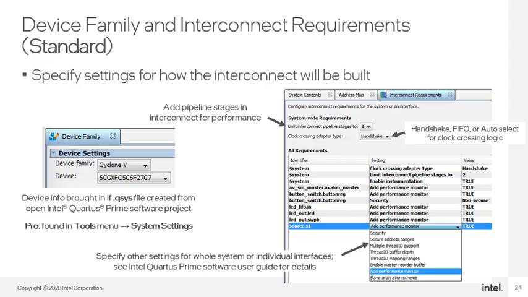Specify the maximum number of pipeline stages automatically inserted into the interconnect to trade off between system performance and cycles of latency for performing memory map transactions. You can also select how you want any automatically generated clock domain crossing logic to be implemented, as handshake logic, as FIFOs, or let Platform Designer choose the implementation automatically. With Auto, a FIFO is chosen for links that support bursting, and handshake logic is used for all others.